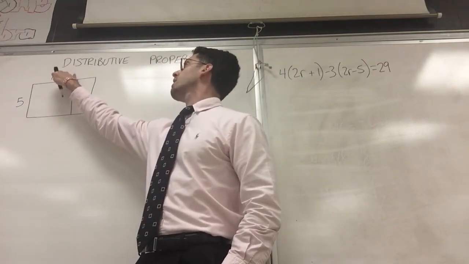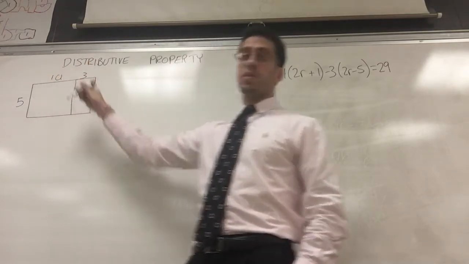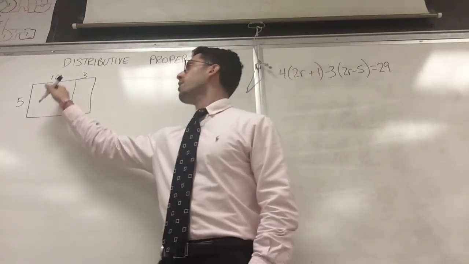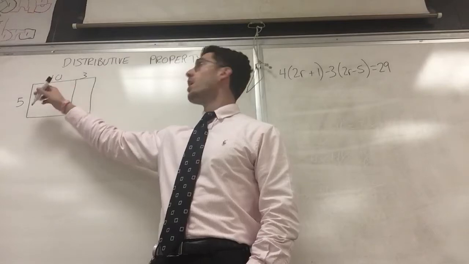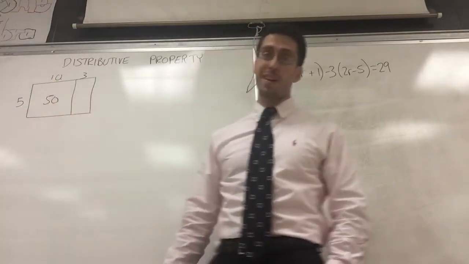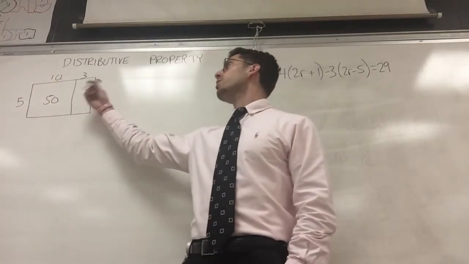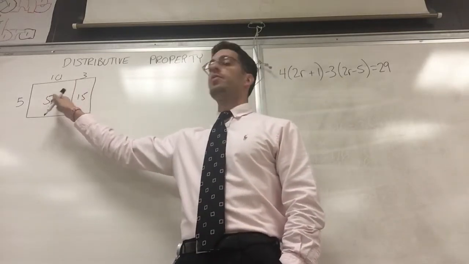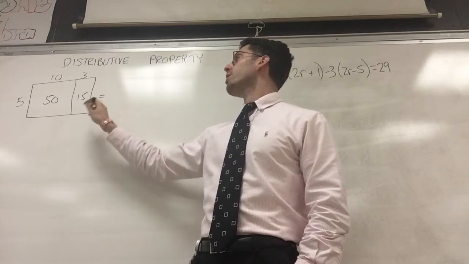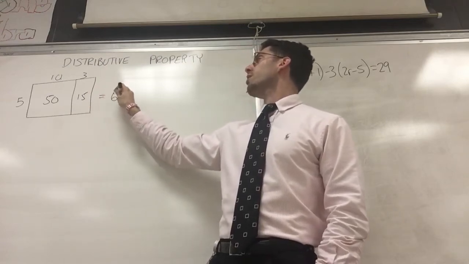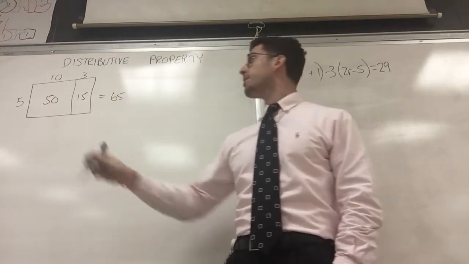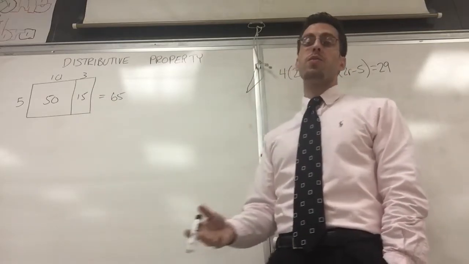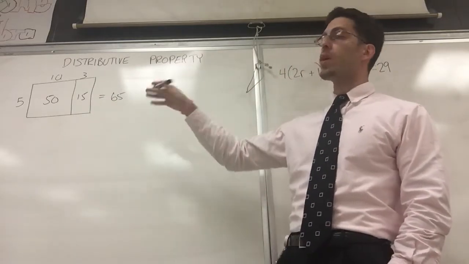10 and 3. Still 13, isn't it? I just put 10 here and 3 here. So now if I find the area of this guy, 10 times 5 is 50. Everybody knows that. And 5 times 3, most people know that pretty quick. 15. And now I see a 50 and a 15, and my total area is 65. So the original 13 times 5 is 65. So if you know it, great, but it's a cool way to break down numbers.